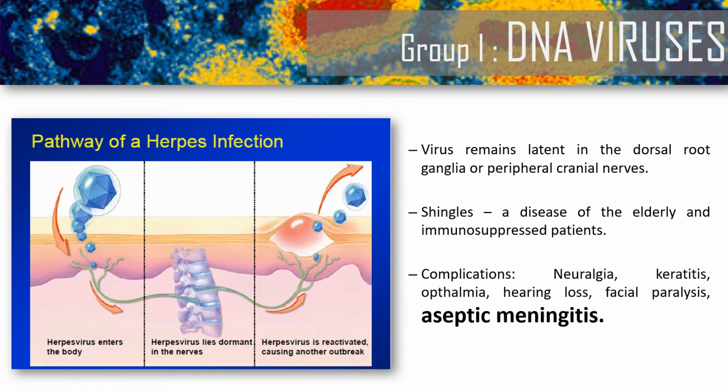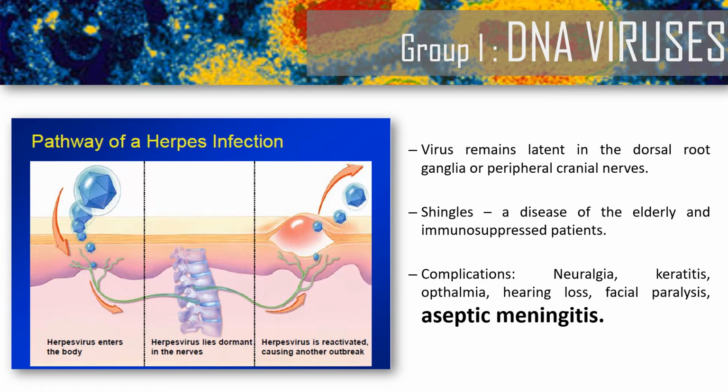So, virus remains latent in the dorsal root ganglia. Ito yung sinabi ko kanina, class, or peripheral cranial nerves. And then shingles, a disease of the elderly and immunosuppressed patients, and or those patients that had a chickenpox before. And then complications include neuralgia, keratitis, ophthalmia, hearing loss, facial paralysis, at saka aseptic meningitis. So sinabi siyang aseptic meningitis, class. Bakit? Kasi aseptic. Pag sinabi natin aseptic, di ba, clean. So ibig sabihin, class, walang nakitang bacteria, walang nakitang fungi. Kaya siya tinawag na aseptic meningitis.